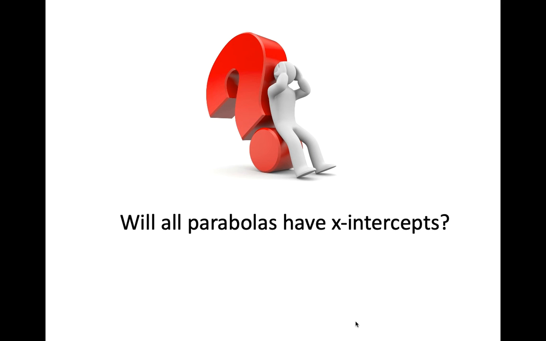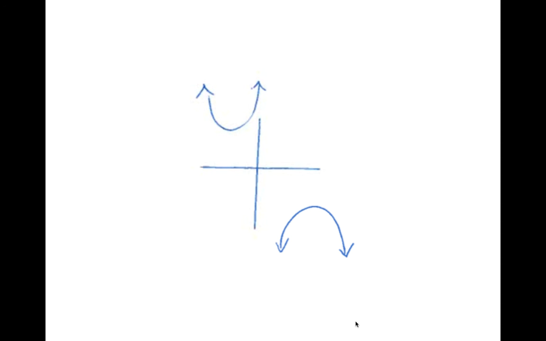Good. Now, a couple questions for you. I would like you to think about it. Will all parabolas have x-intercepts? Well, after thinking about it, hopefully you can picture a couple of examples where they will not. If you have a parabola which is up here in the first or the second quadrant and it opens up, it will never cross the x-axis. Or if it's down here in the third and fourth and it opens down, it will never have an x-intercept.